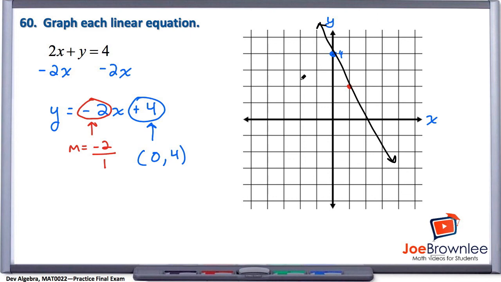All right, so just remember, if you're not given an explicit method of graphing, go ahead and graph in whatever manner you feel comfortable with. All right, so there's our line, number 60.